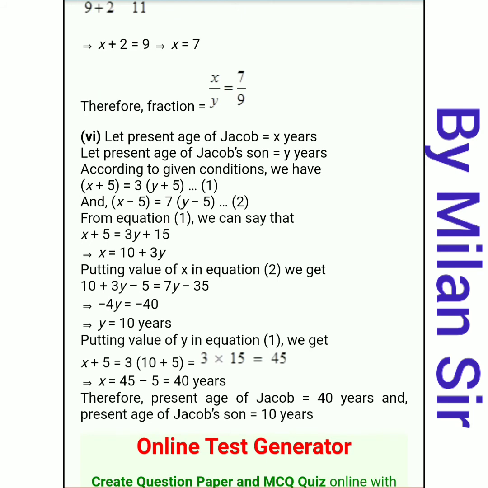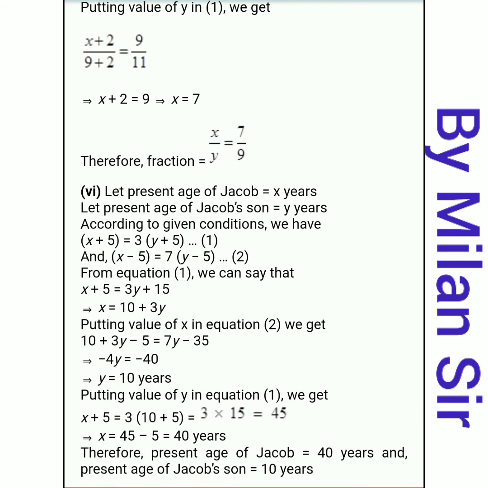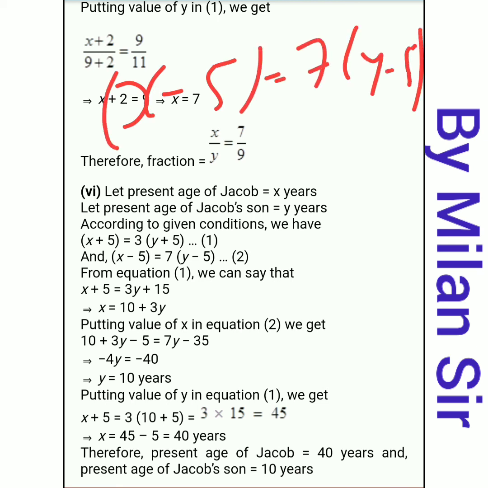Okay, so what we get from that second equation, x minus 5 is equal to 7 times y minus 5. Now first of all simplify this. x minus 5 is equal to, okay, we can directly put the value of x here. So the value of x is 10 plus 3y, right? We already found it. So we put this value here, x is equal to 10 plus 3y.